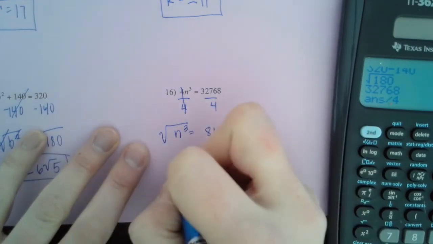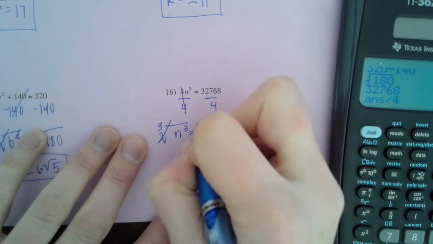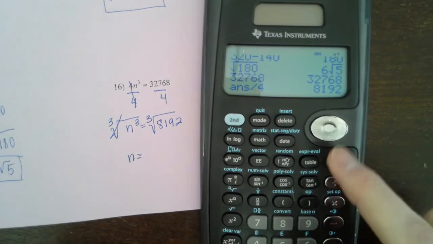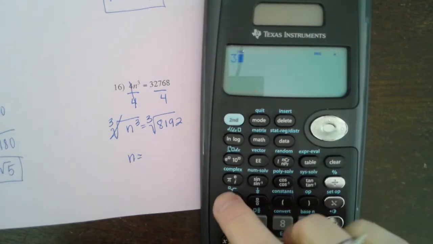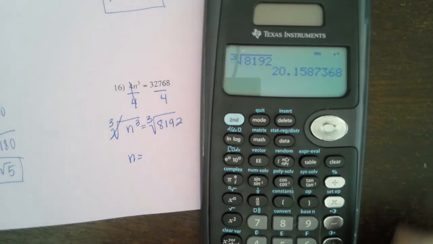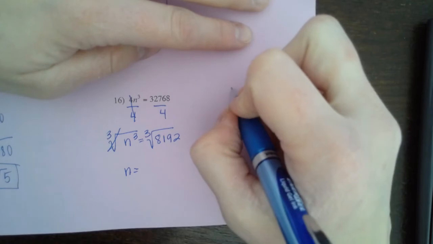And since we are trying to get our variable by itself, we're going to do the opposite. So the opposite of cubing is cube rooting. What we do to one side, we must do to the other. So now we're going to test it. So 3, second x with the box, 8192. So the cube root of that is a decimal. So that means that we're going to have to factor it.